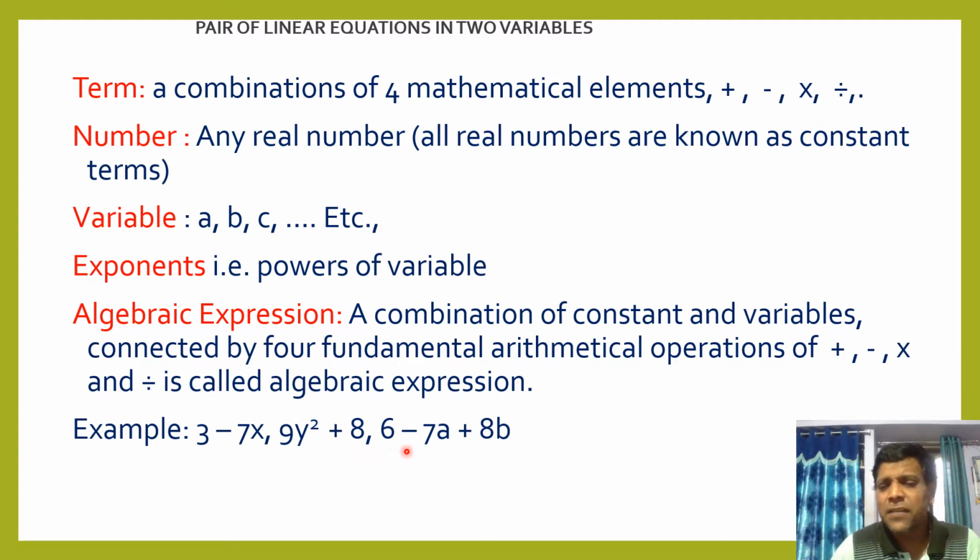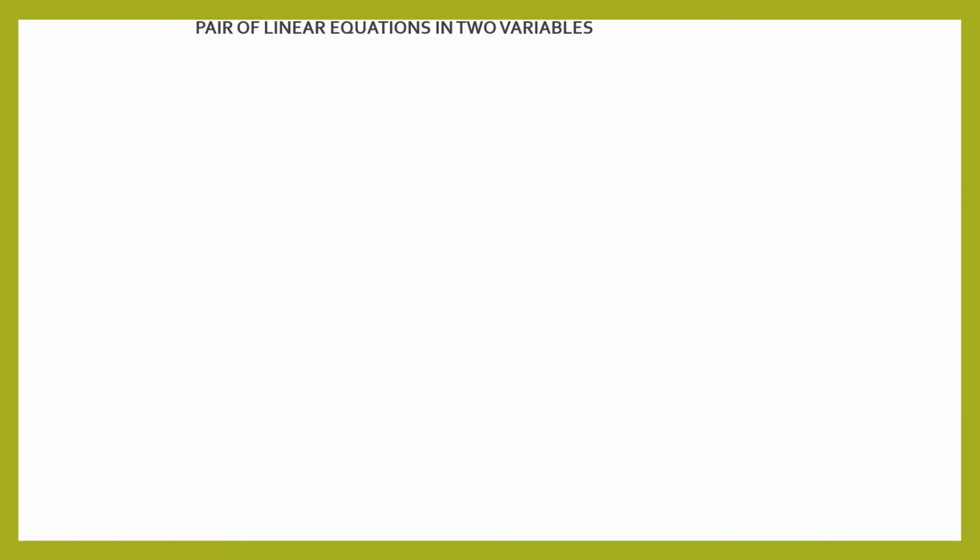6 minus 7a plus 8b. Here what is the constant term? 6 is a constant. 7a, this is the variable term. 7 is constant and a is a variable. 8b, 8 is a constant, b is the variable. Clear? So these are all examples for algebraic expression. Okay, now coming to next. Let us move on to the next concept.